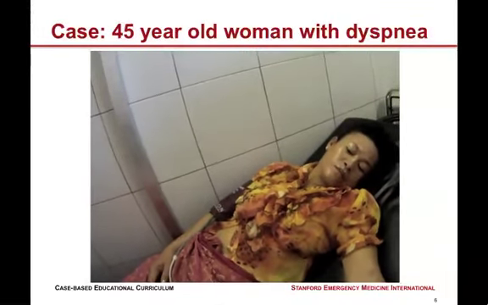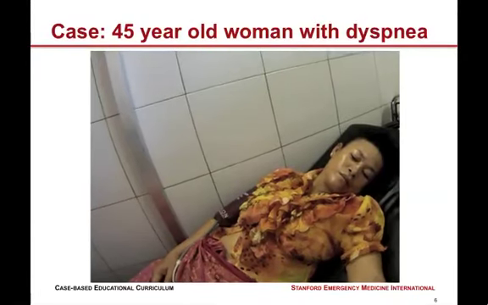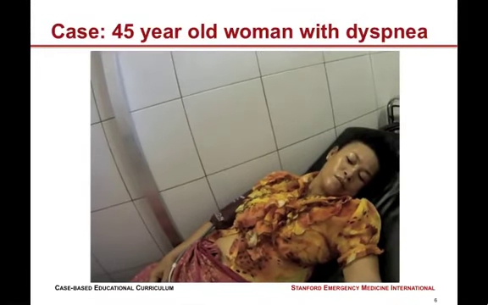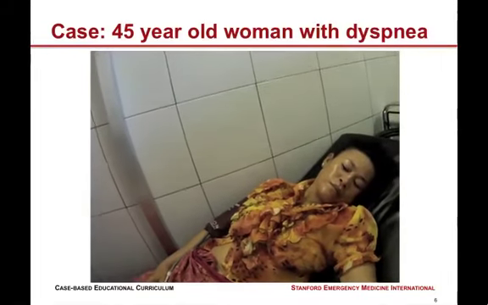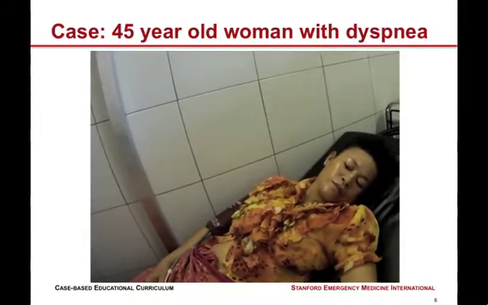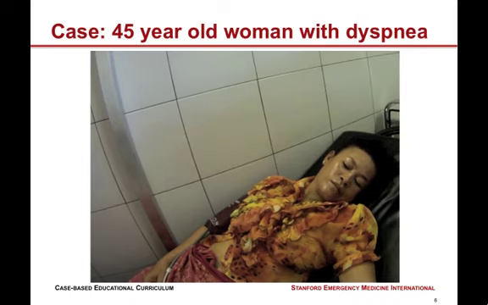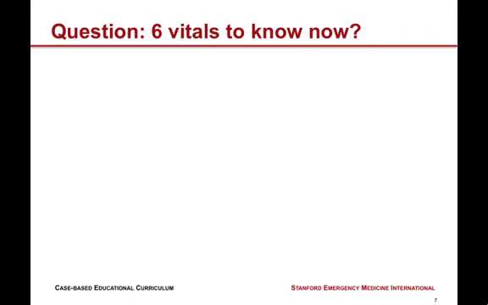Here we see the case, a 45-year-old woman who presents with dyspnea. Notice how rapidly she is breathing. Also notice that she is diaphoretic. The first question that we would like you to think about is, what are 6 vital signs you need to know now when a patient arrives with dyspnea, breathing rapidly?